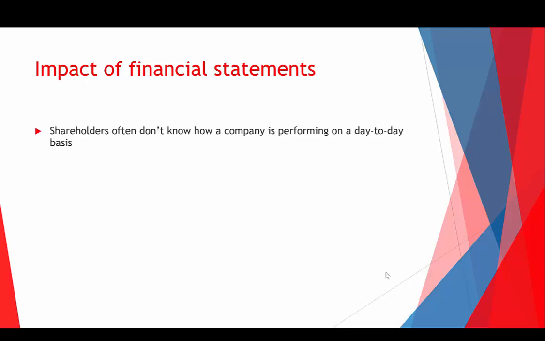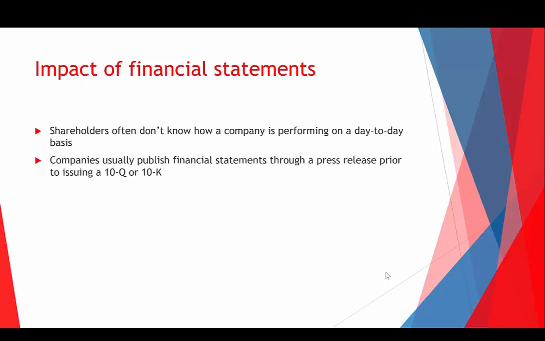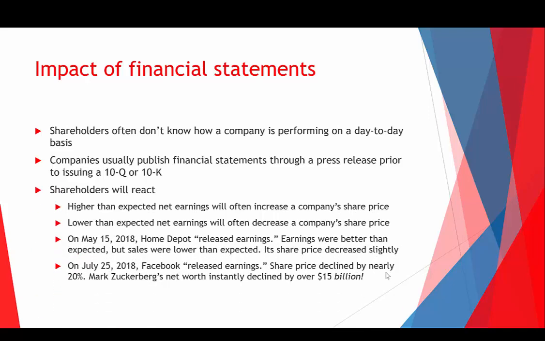So the impact of the financial statements: the shareholders or stockholders don't often know how the company is performing on a day-to-day basis. So the company needs to issue financial statements, and they do that via a press release, and that can often happen a little bit before they issue those 10Ks and 10Qs. If you go out to a company's website, they publish how much money they made, as an example, and they tip off the press so the press can report it, and then the shareholders react. Higher than expected net earnings means the share price is going to go up. Lower than expected net earnings means the share price is going to go down.